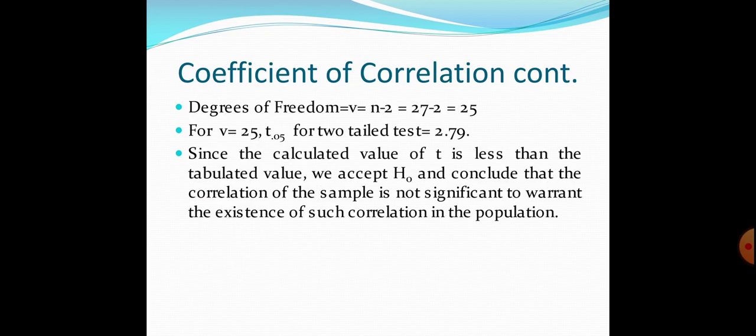Now the degree of freedom is n minus 2, that is 25. For v equal to 25 at 5% level of significance for a two-tailed test, we have the value of 2.79. Since the calculated value is less than the tabulated value, we accept the null hypothesis and conclude that the correlation of the sample is not significant to warrant the existence of such correlation in the population.